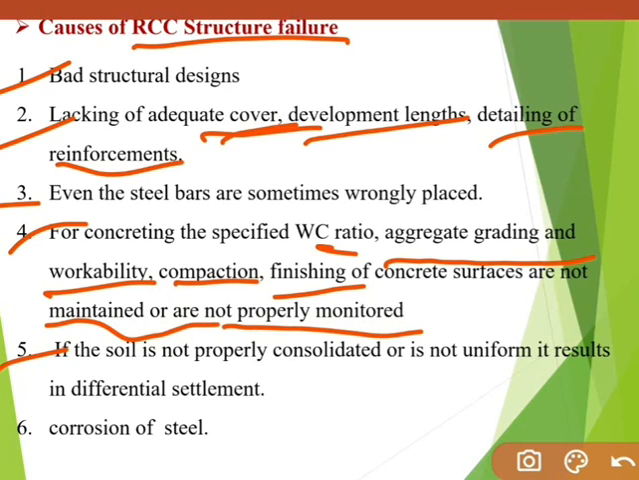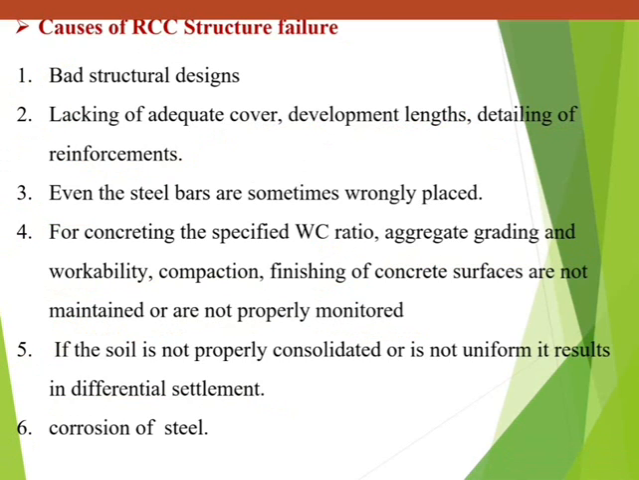If the soil is not properly consolidated or is not uniform, it results in differential settlement. If the soil is not properly consolidated, uneven settlement may happen. Corrosion of steel is the basic reason for RCC member failure. If the steel embedded in the RCC member gets corroded, that member is bound to fail.